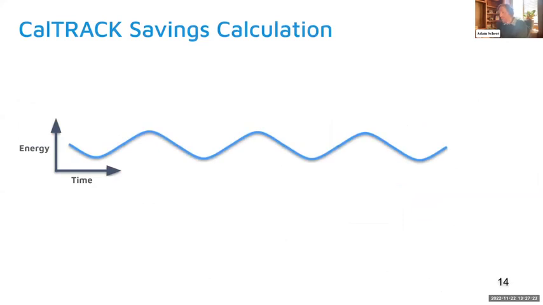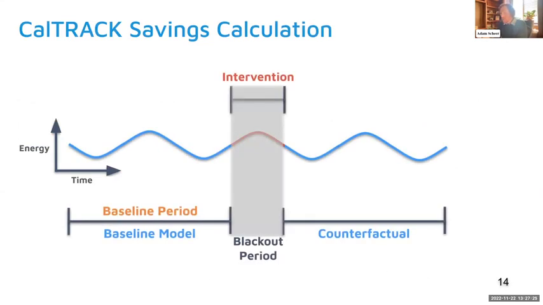So once you have a baseline model, and that baseline model is developed on a 365-day pre-program or pre-intervention period, then you can produce a counterfactual. And that counterfactual uses the model parameters that were optimized during the baseline period in order to predict the energy consumption in the reporting period, or in the post-program intervention timeframe.